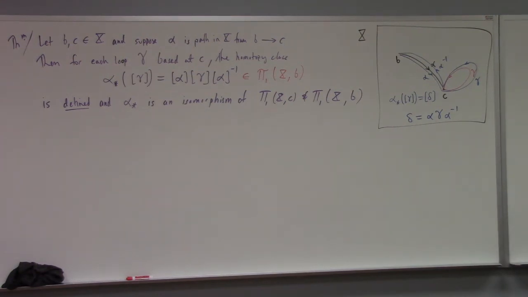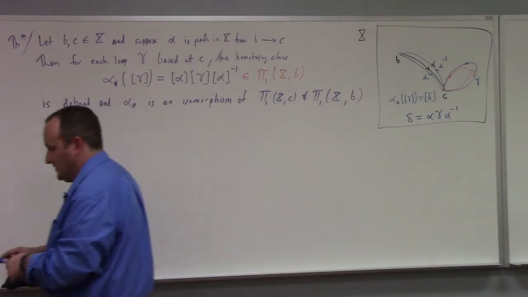It's essentially the idea that you can take this, but it's more than that, because the claim is that this mapping defined up there, taking the homotopy class of gamma and mapping it to this new alpha, gamma, alpha inverse, is defined and is an isomorphism of these fundamental groups. So let's look at his argument for it and see if we can make sense of it.